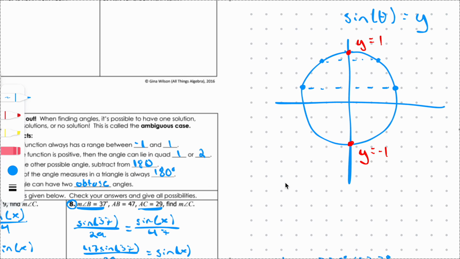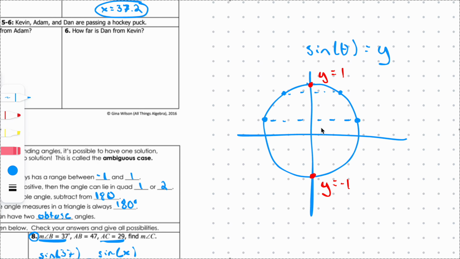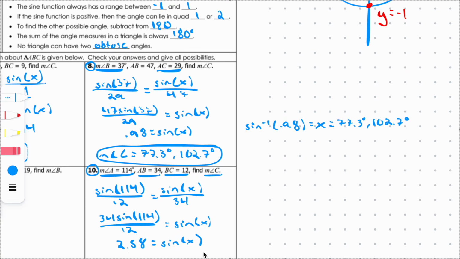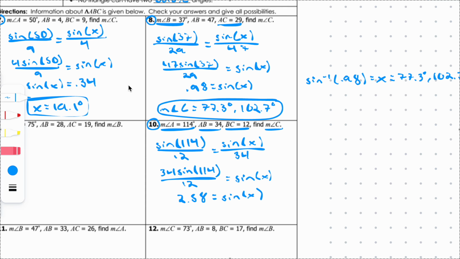Before, we said that the sine function always has a range between -1 and 1, because when we looked at the unit circle, we know that our max y value is 1, and our min y value is -1. And so now we're getting that sine of x equals 2.58. That means our y value would be something probably way up here, something along this line. So that doesn't look plausible.